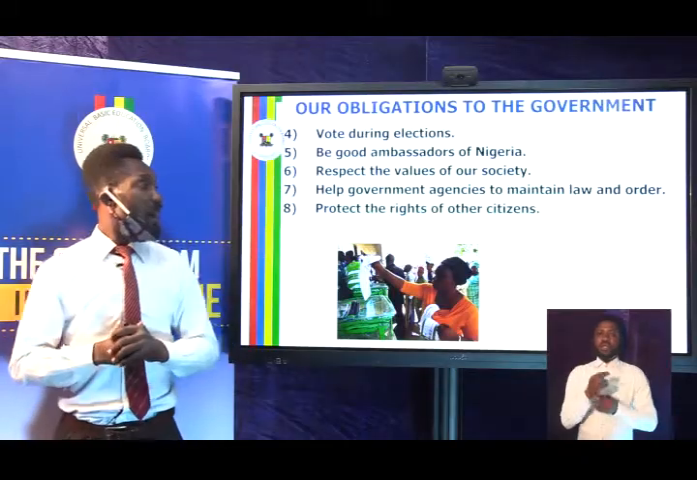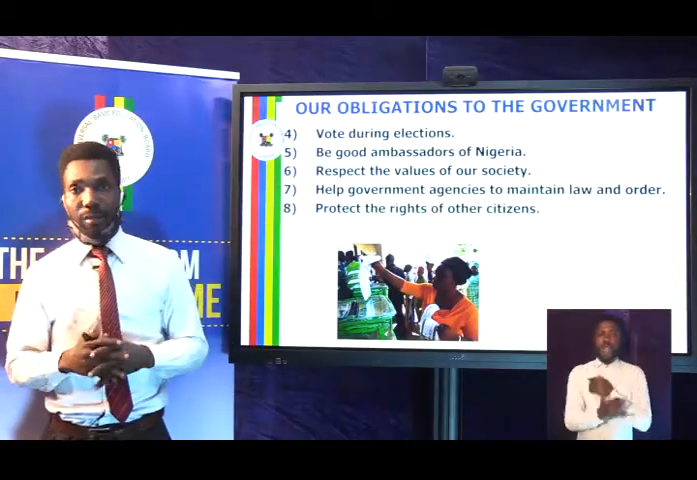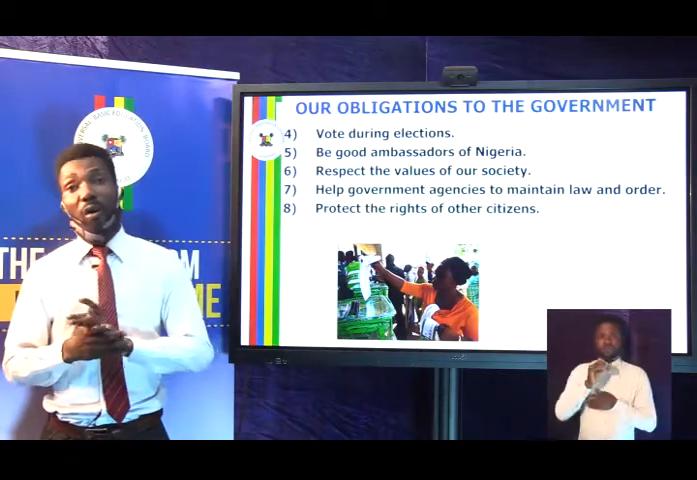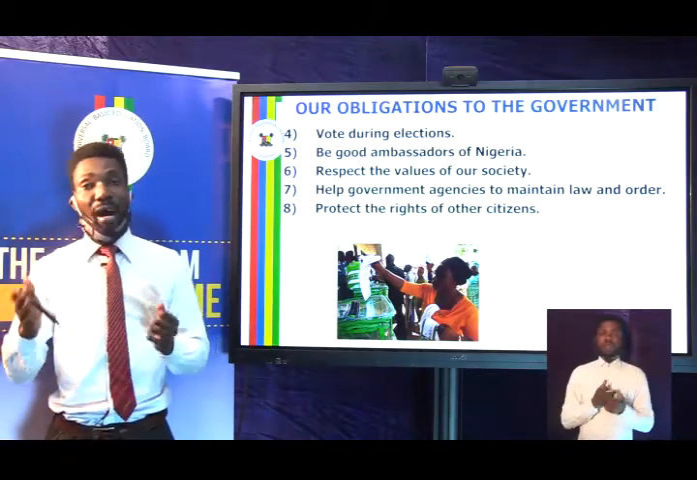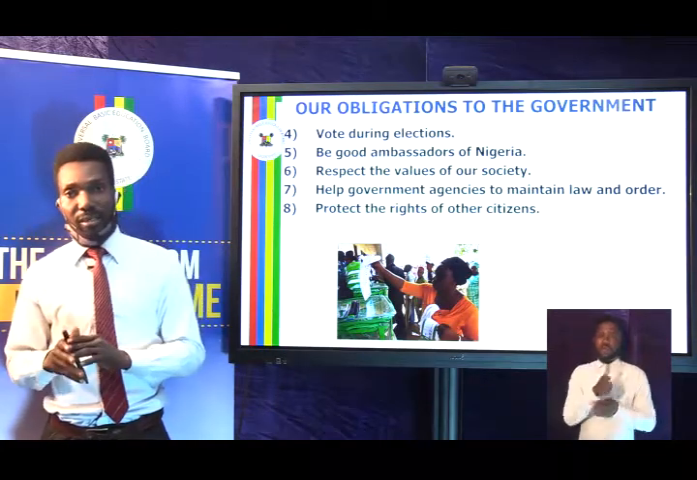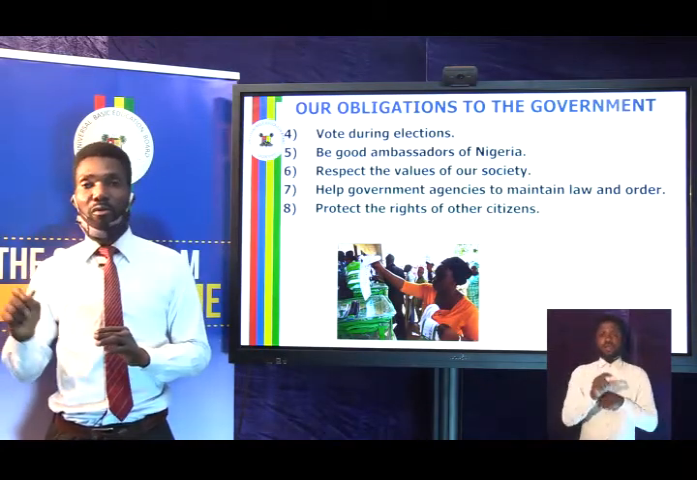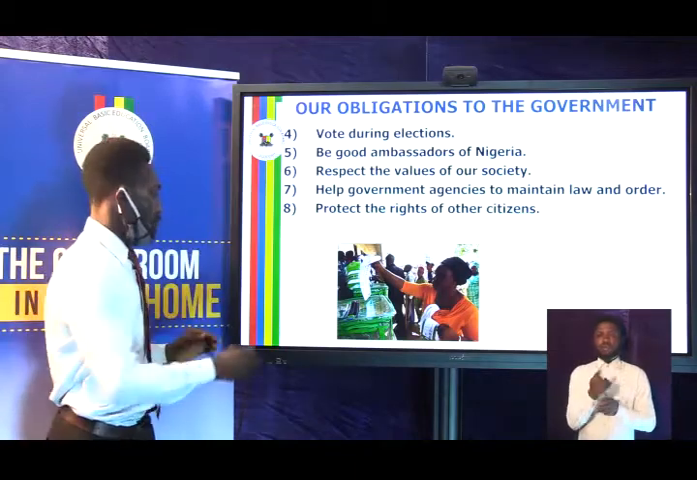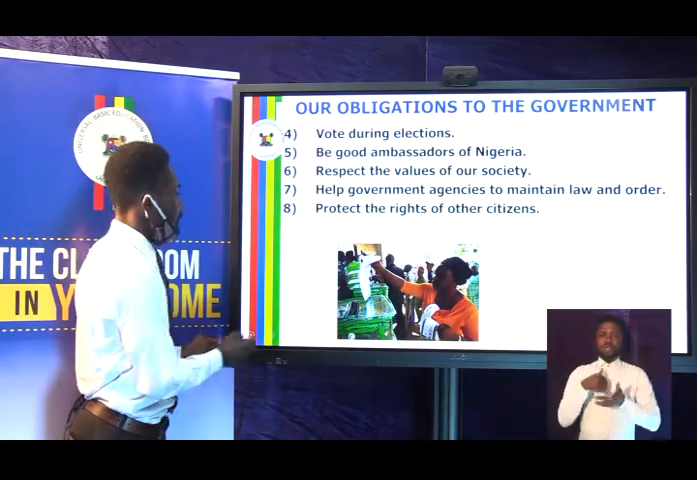Next is protect the rights of other citizens. We have the right to life, the right to fair hearing, and some other rights. You don't violate the rights of other citizens. You need to protect them.